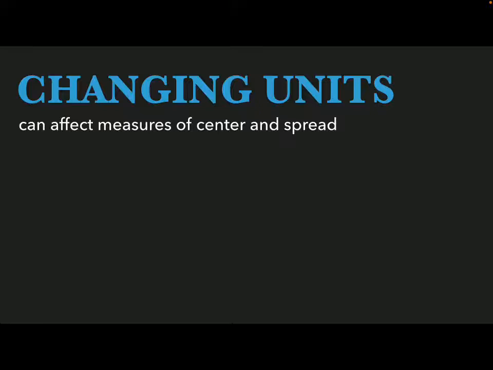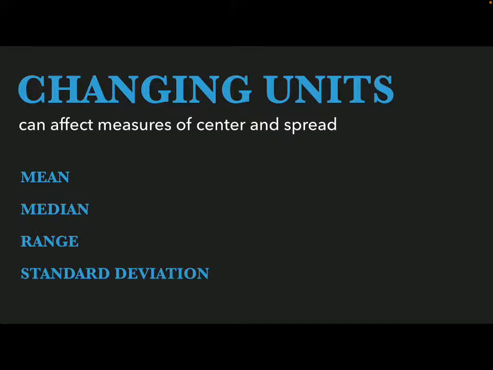According to our experience, we already know that such changes can affect the characteristics of the data, namely measures of center and spread, or more specifically, the mean, median, range, and standard deviation. I suggest those of you who don't know these concepts watch the video titled Measures in Distribution in this playlist to familiarize yourself with them before we get into this video.